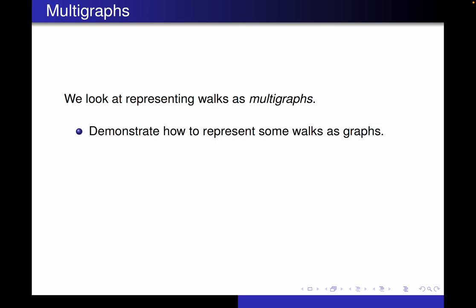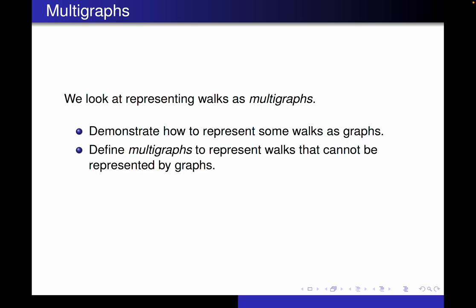We're now going to start heading toward a new algorithm problem. But before we do that, we're going to look at representing walks as something called multigraphs. So first we're going to demonstrate how some walks can be represented as graphs. We're going to define multigraphs to help us represent walks that can't be represented by graphs. And then we're going to describe the problem that we're really heading toward, and that's called the route inspection problem.